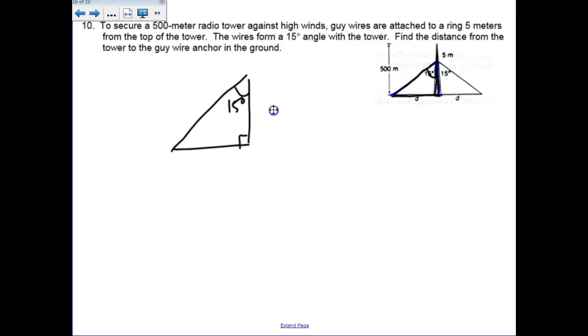All right, guys, it says it's 500 meters, but what is 500 meters? The entire tower. So I don't know if it's appropriate for us to say that this part of the triangle is 500 meters. They attached the wire 5 meters down so it didn't snap in half. So how tall is this triangle? Good, 495. Very good. And they want to know the distance from the tower to the anchor on the ground. All right, guys, this is your point of reference for this triangle. You have an opposite and an adjacent leg. So what are you going to set up for me?